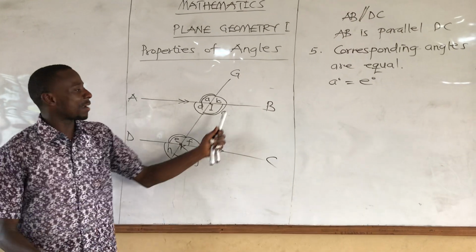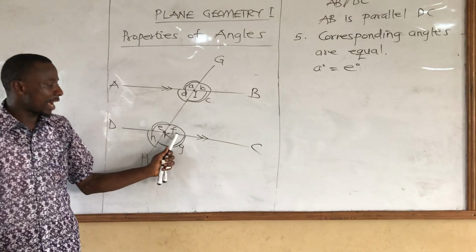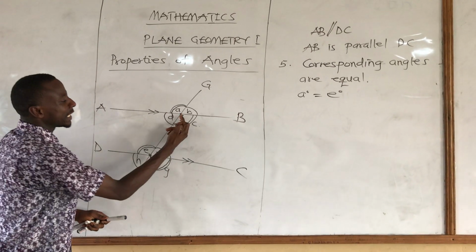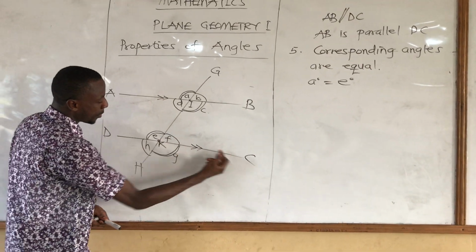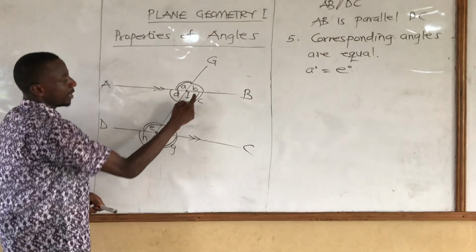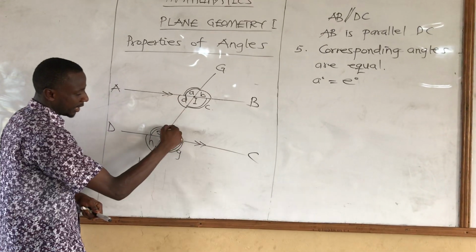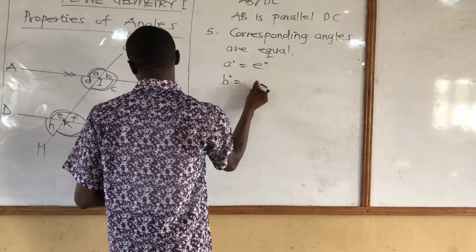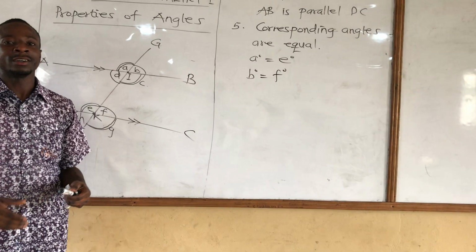At the same time, if we look at where B is positioned, as well as where F is positioned, they are also equal. F is found on top of line DC, B is found on top of line AB, and they have a similar position. In that case, angle B is equal to angle F.